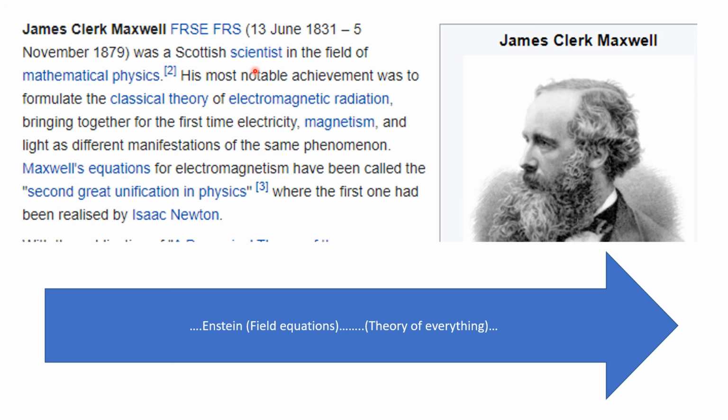James Clerk Maxwell was a Scottish scientist in the field of mathematical physics, and his most notable achievement is those equations that I showed you on the previous page, 4 equations, a differential form and an integral form, which bring together for the first time electricity, magnetism, and light as different manifestations of the same phenomenon. Maxwell's equations for electromagnetism have been called the second great unification in physics, where the first had been realized by Isaac Newton. Now, there were subsequent unifications, and those are Einstein's field equations.